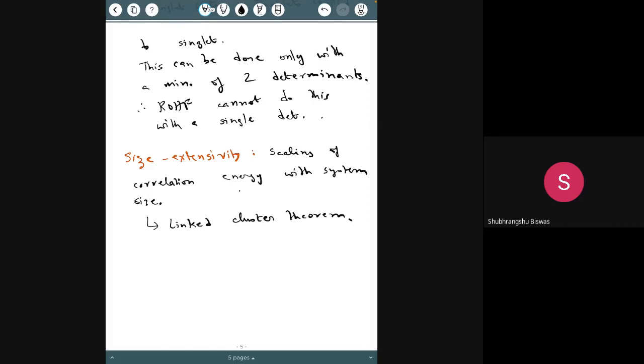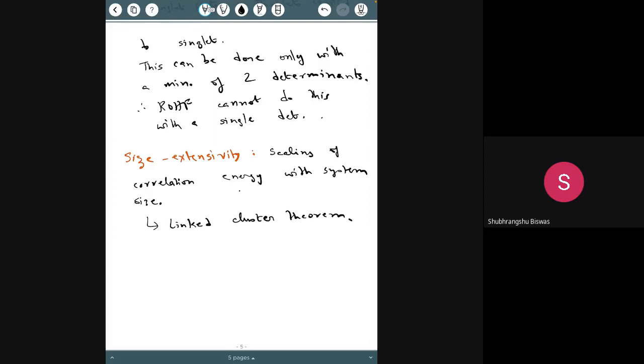Size extensivity more or less crops up when you're contrasting CI and coupled cluster, or if you're dealing with something that's entirely in coupled cluster theory. Then you will see size extensivity becomes a more common thing to talk about. Anyway, this is just a side note in a way.